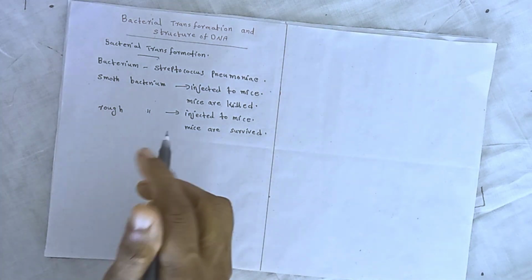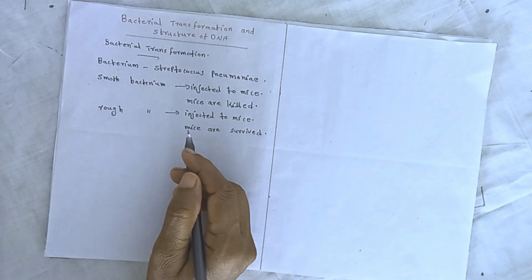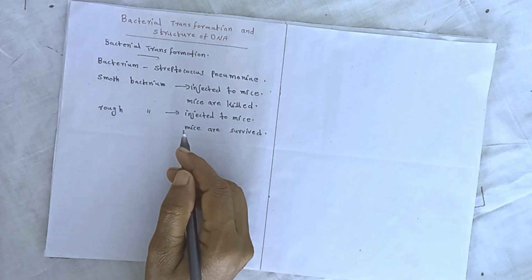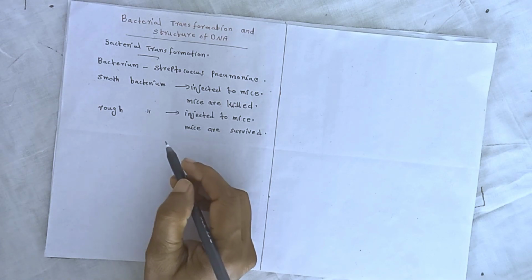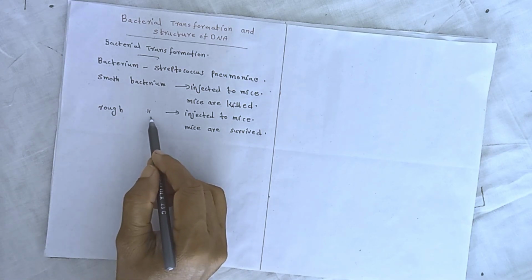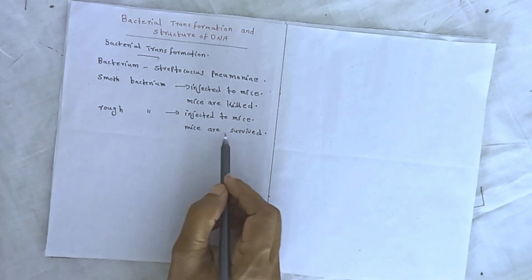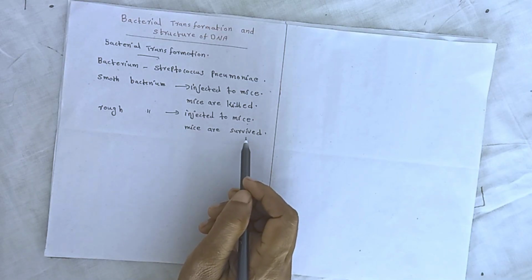Griffith conducted his experiment using the bacterium Streptococcus pneumoniae. First, he injected smooth colonies of the bacterium into the body of mice. Then the mice are killed by the disease, pneumonia. Next, he injected rough bacterial colonies into some mice. The mice survived. They overcame the disease.